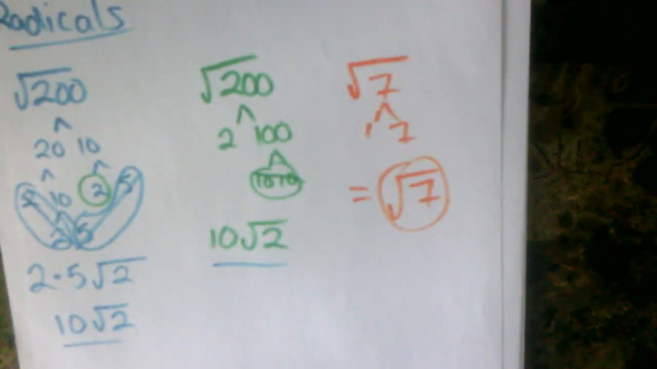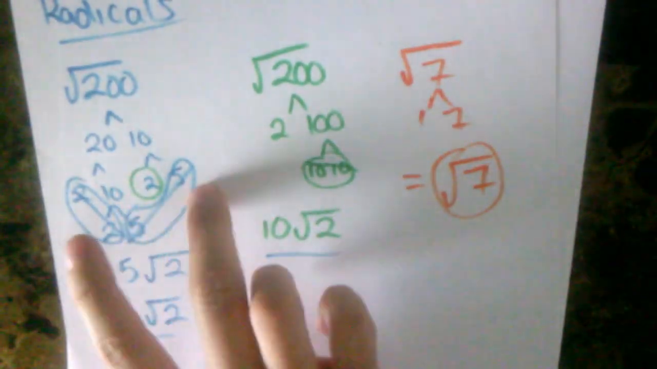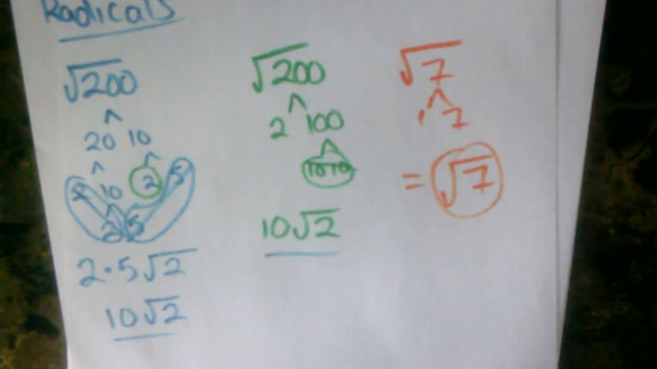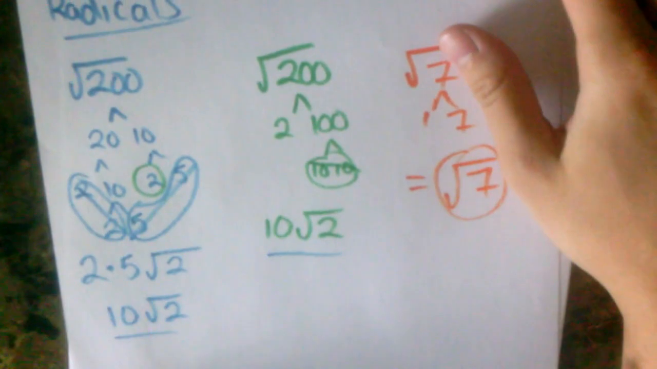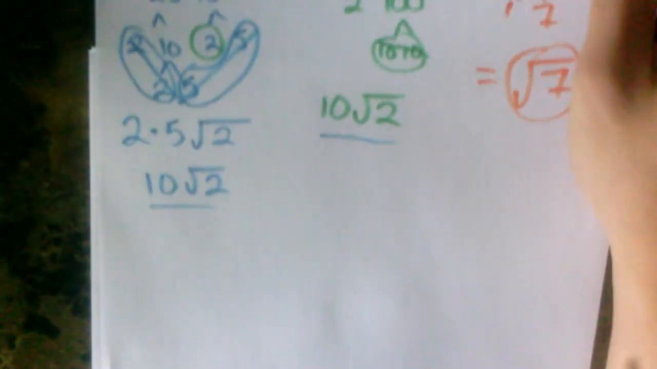Alright, so that's simplifying radicals. Hopefully you remember. You just have to break down in this factor tree and find your factor pairs. Alright, cool. So that's simplifying radicals. Let's go ahead and talk about adding and subtracting radicals. So adding and subtracting radicals is going to work a little bit differently. Adding and subtracting radicals, you just have to remember that they work a lot like terms.